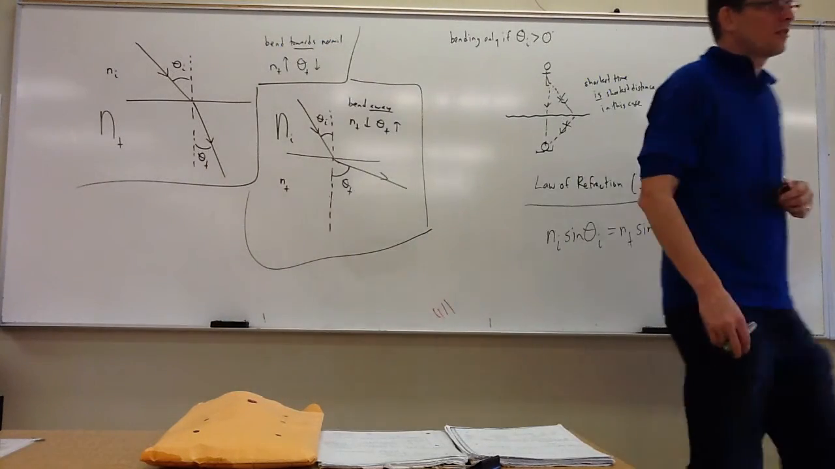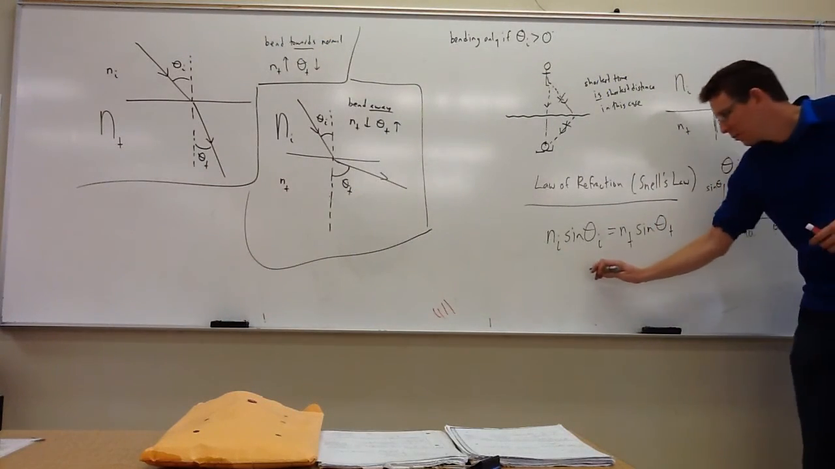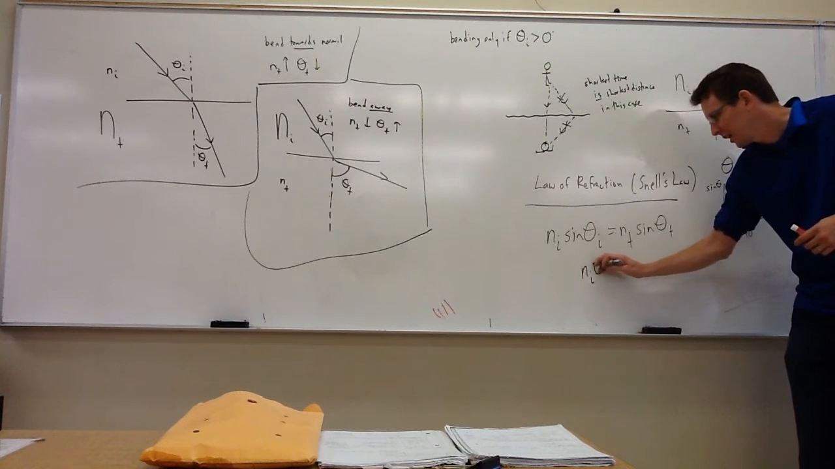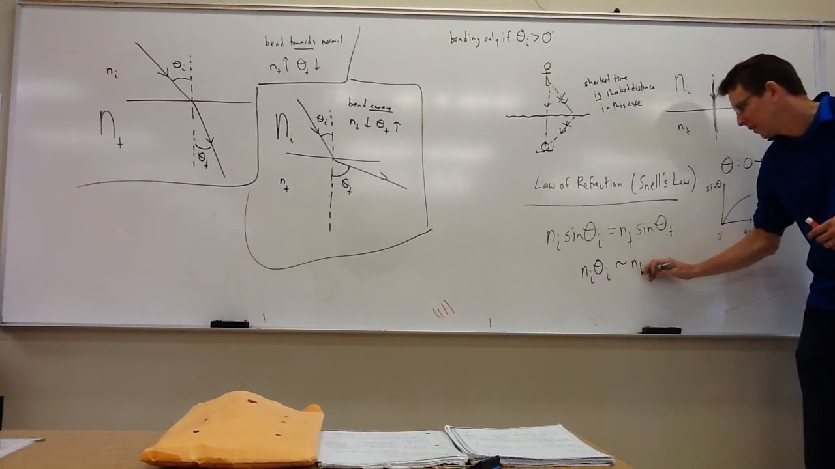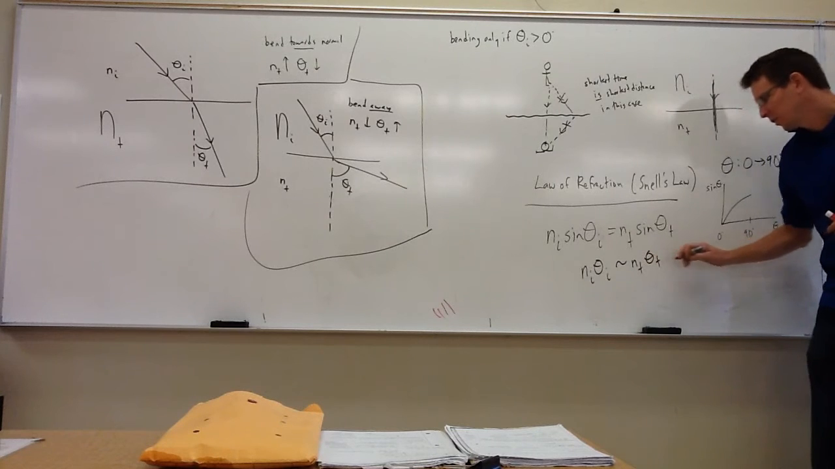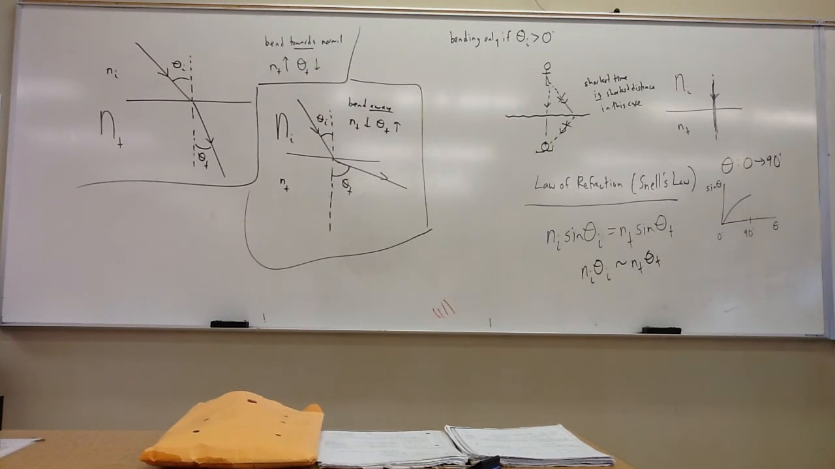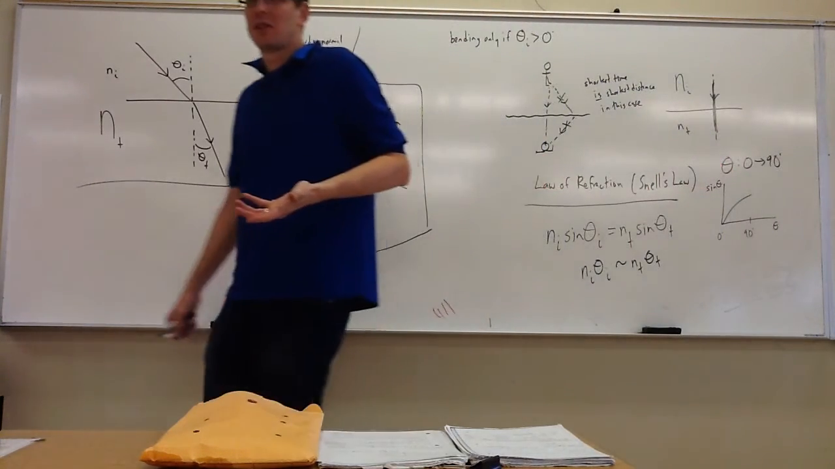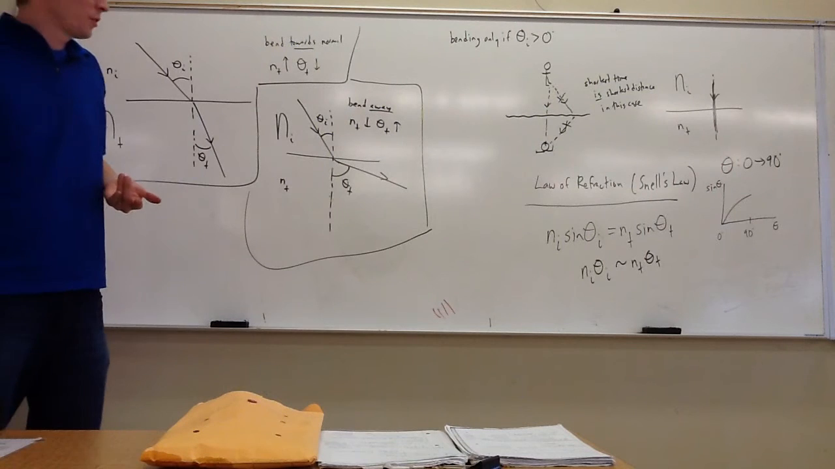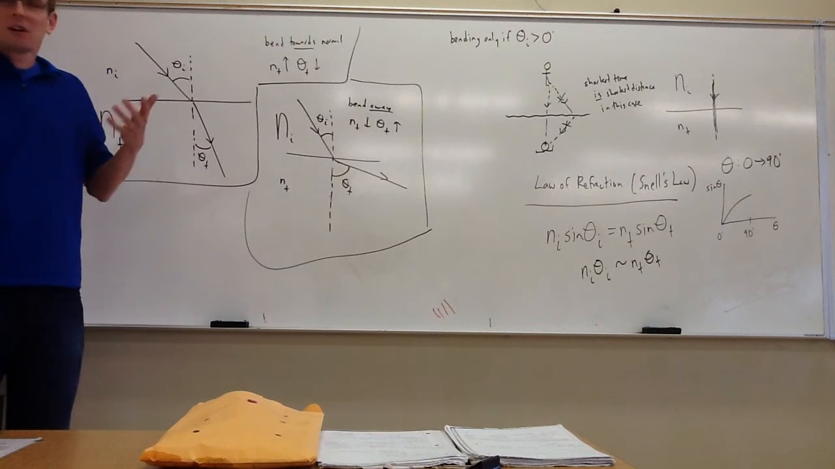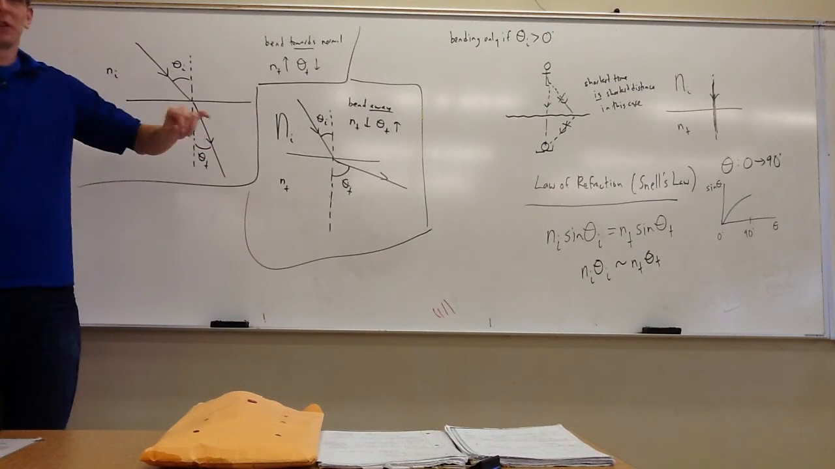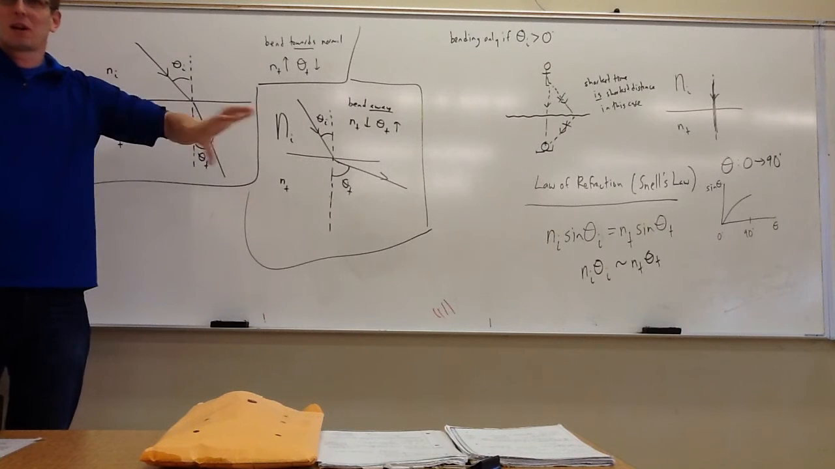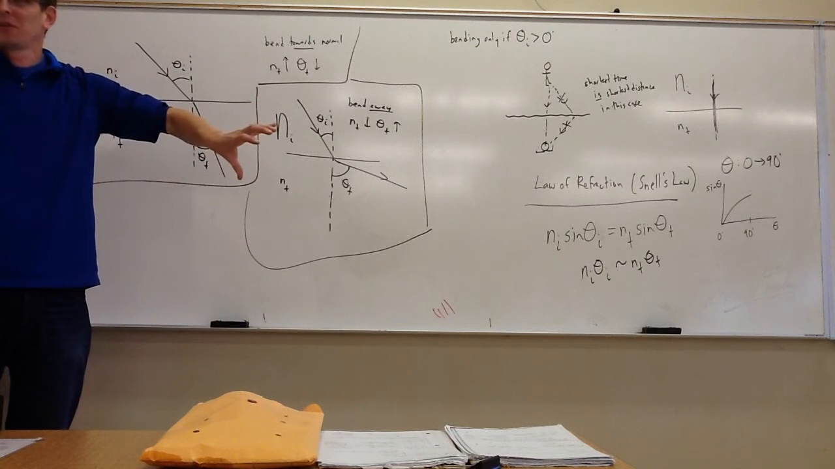So what I would suggest to you, if you're looking at just relationships, is you can just say n_i theta_i is sort of n_t theta_t. The sine function, of course, makes it perfectly correct, but it's really just thinking of it as the product of these two being sort of conserved. And you guys know that squiggle means approximately, not really, but kind of goes like that.